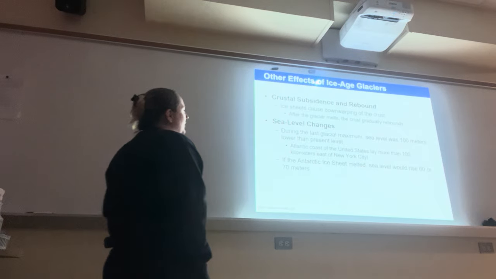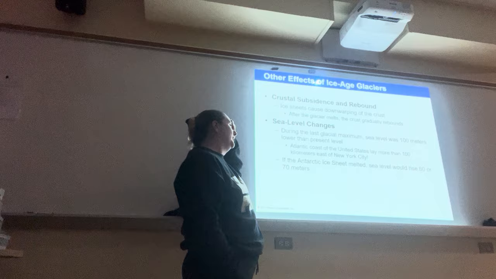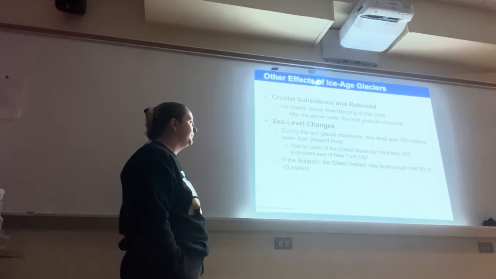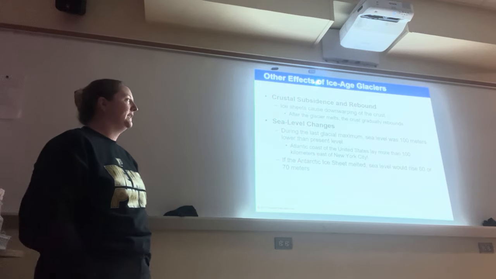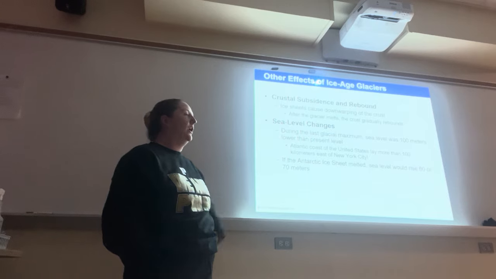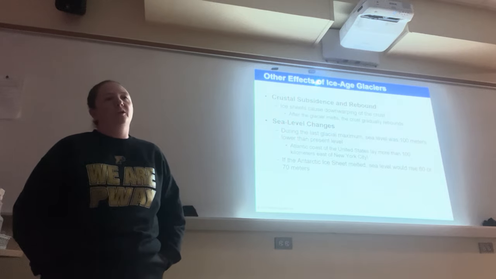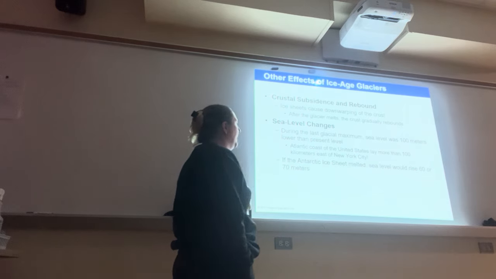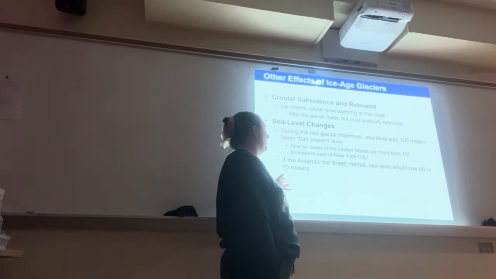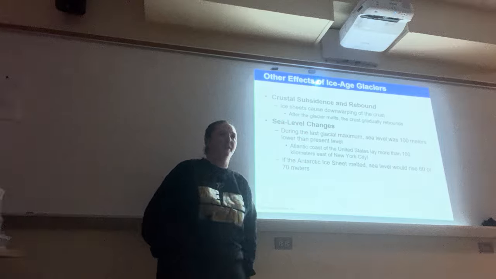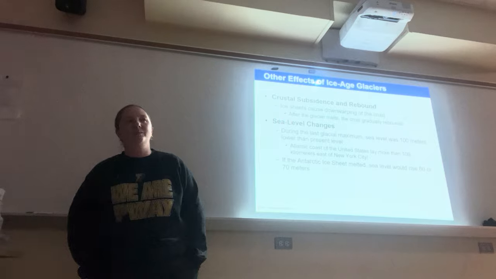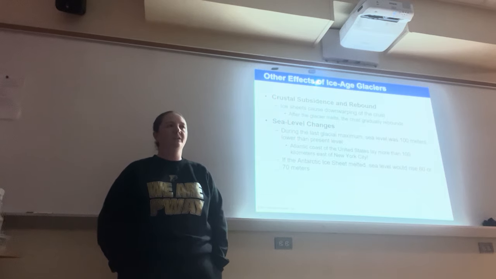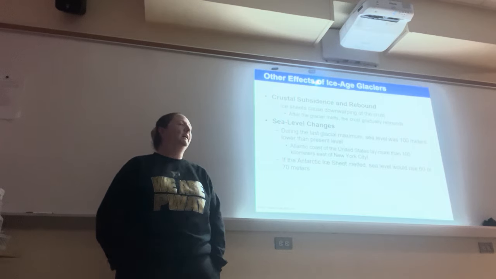Right? During the last glacial maximum, sea level was approximately 100 meters less than present level. The Atlantic coast of the United States, therefore, would have been more than 100 kilometers east of New York City. So we would be a lot further from the beach if that were the case. If the Antarctic ice sheet melted, sea level would rise somewhere between 60 and 70 meters. That's very problematic because a lot of people on Earth live very close to coastlines.